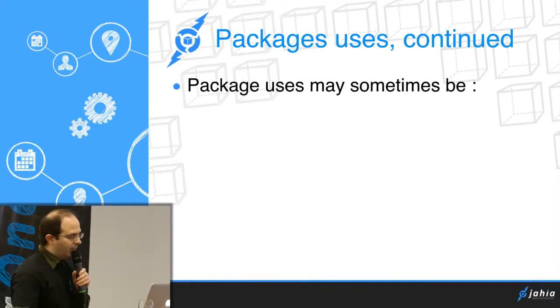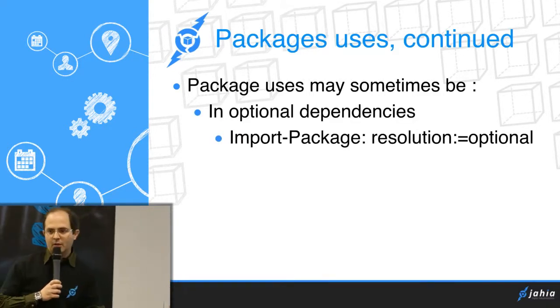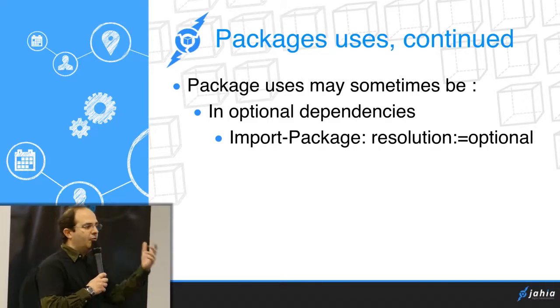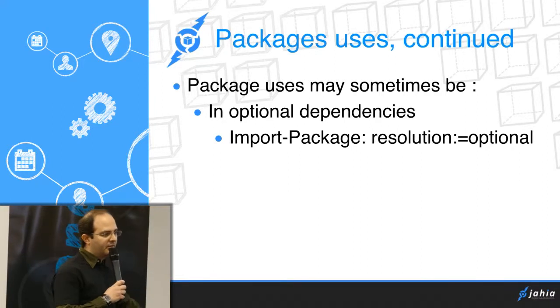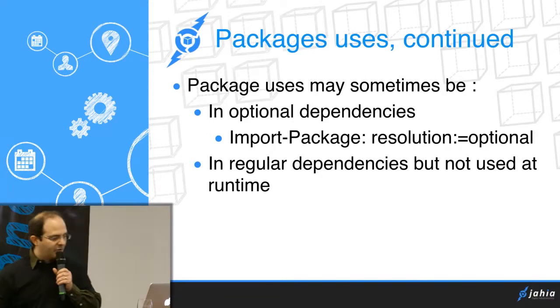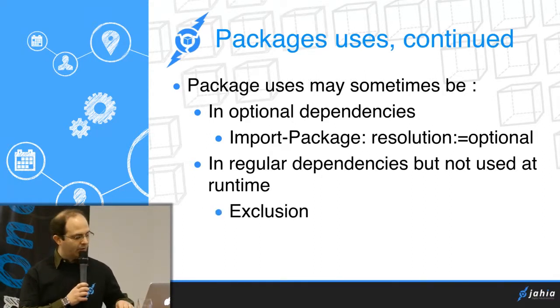Packages uses could sometimes be in optional dependencies. So in that case, you could just mark the dependency as optional in OSGi. Say, okay, this is not something I really need. It's just that if it's there, I'll use it. If it's not an optional dependency, but it's not used at runtime, you could just exclude it.